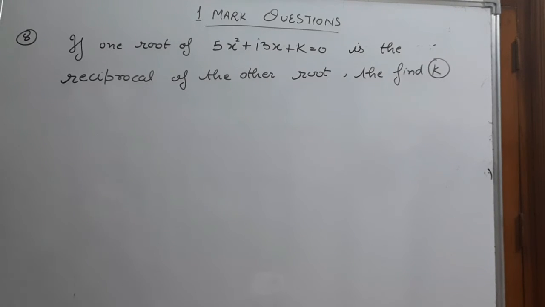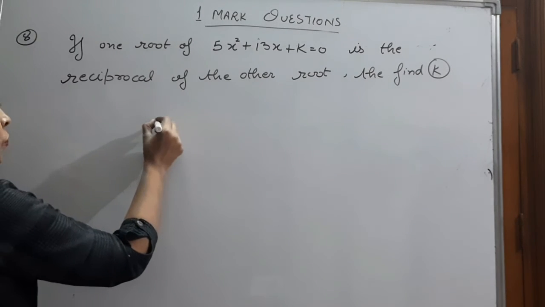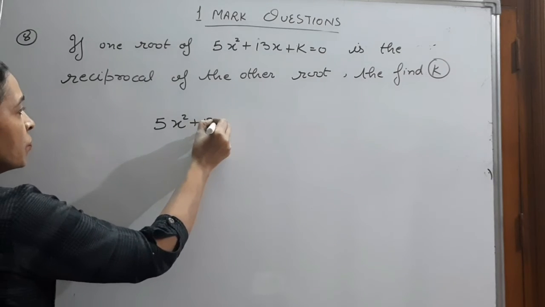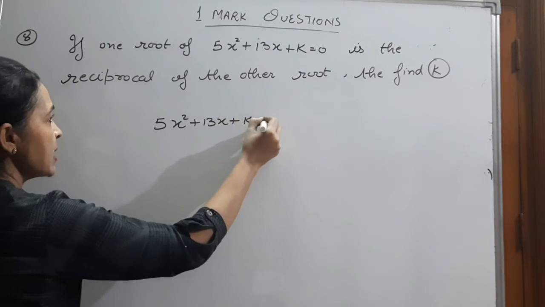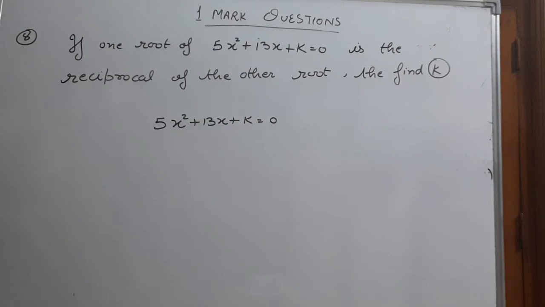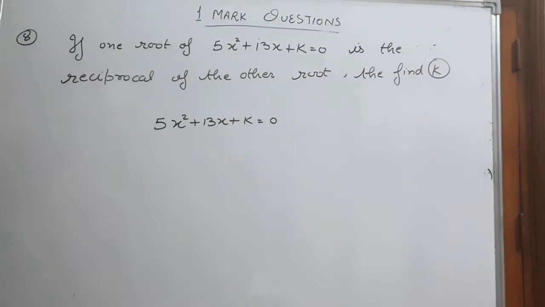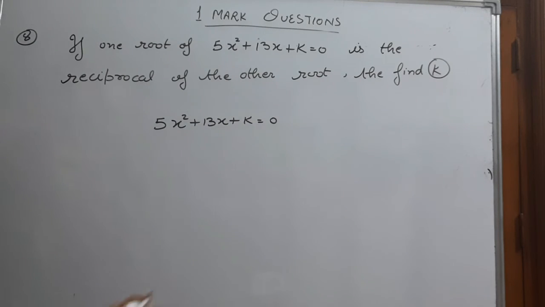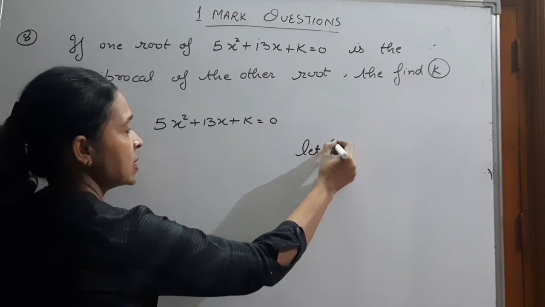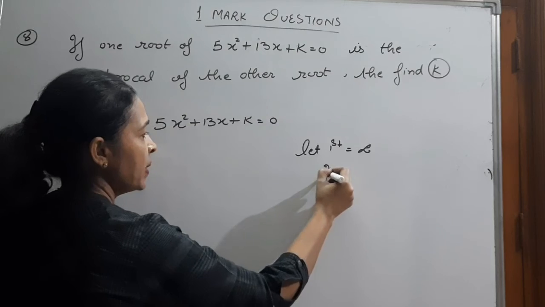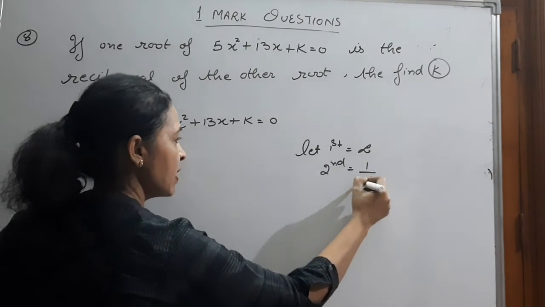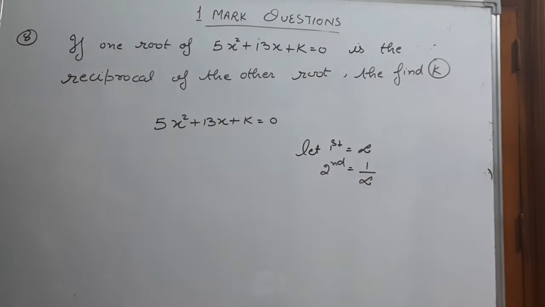If one root of 5x² + 13x + k = 0, we have a quadratic equation 5x² + 13x + k = 0. If one root is the reciprocal of the other root, we have to find the value of k. A quadratic equation has a maximum of 2 roots. Let the first be alpha. What will the other be? The reciprocal of it, that is 1/alpha. The 2 roots are reciprocals of each other.